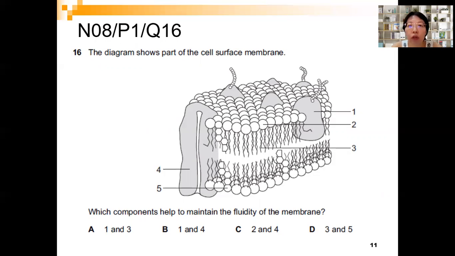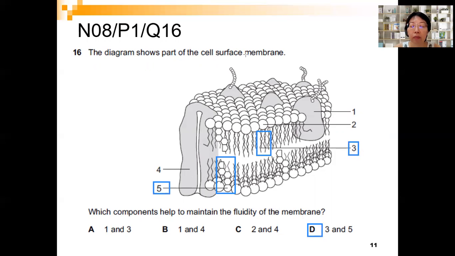3 and 5. 3 is the fatty acid tail, correct? Because the hydrophobic interaction of the fatty acid tail can affect membrane fluidity, right? Whether your tail has a double bond or single bond, whether your tail is long or short. Longer means more hydrophobic interaction. Therefore, more hydrophobic interaction means less easy to move, so more viscous. Correct. The second one is the cholesterol. So where's my cholesterol here? This is a cholesterol. So the answer is 3 and 5. Correct. Answer is D. Correct.